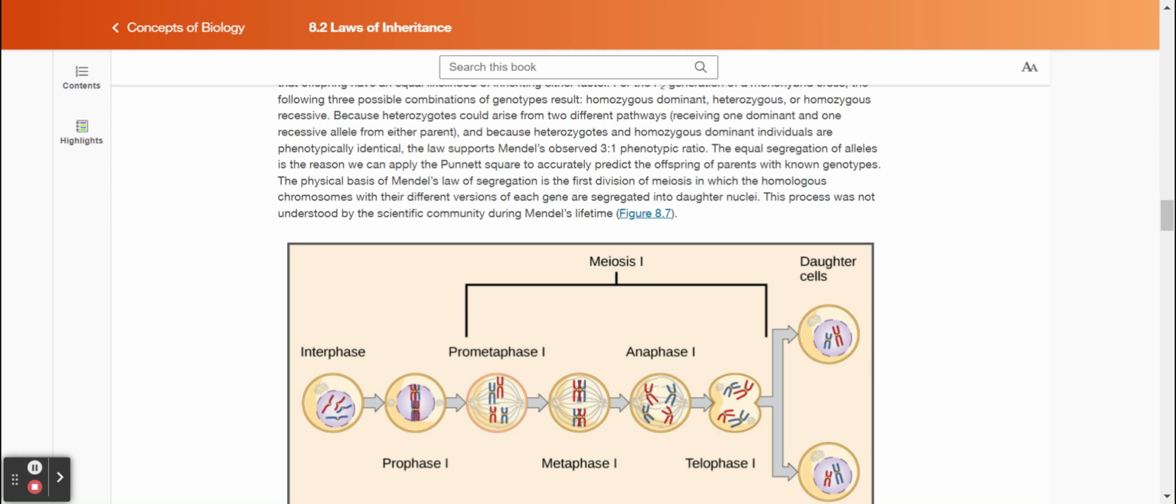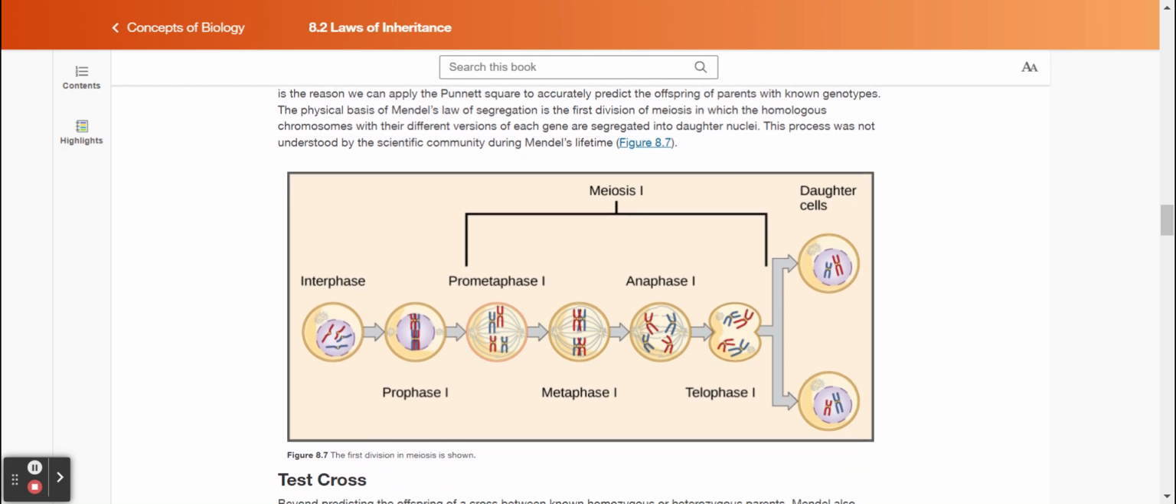The equal segregation of alleles is the reason we can apply the Punnett square to accurately predict the offspring of parents with known genotypes. The physical basis of Mendel's law of segregation is the first division of meiosis, in which the homologous chromosomes with their different versions of each gene are segregated into daughter nuclei. This process was not understood by the scientific community during Mendel's lifetime. Figure 8.7. The first division in meiosis is shown.